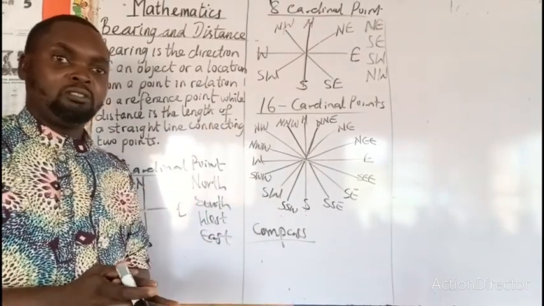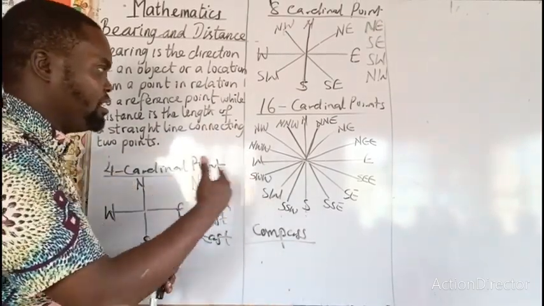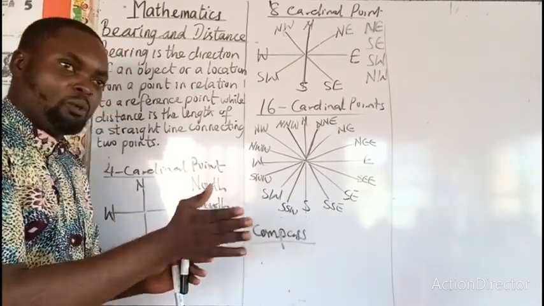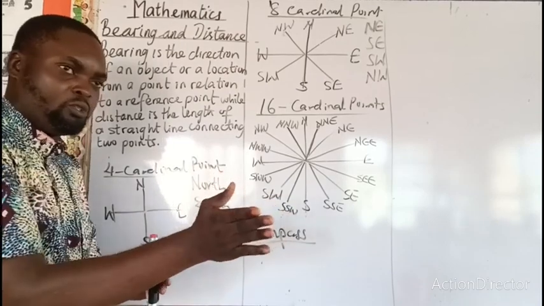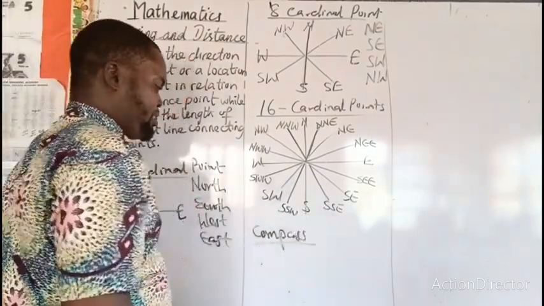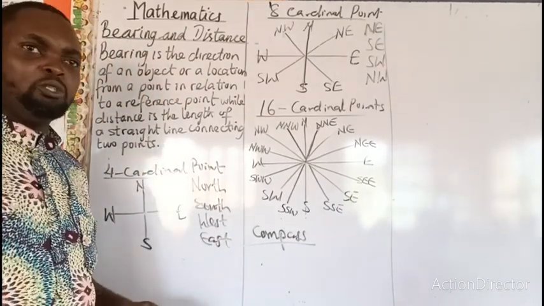Just like you talk about your pilots. Your pilots do the measurement of this bearing using their what? Using the compass. It's the compass that will tell you, okay, this is how you go, this is where you should go. Do you understand that? Now, how do we read the compass with the cardinal point? How do we read it?